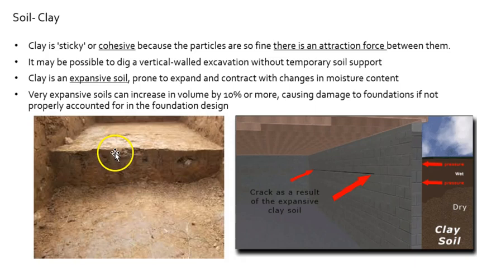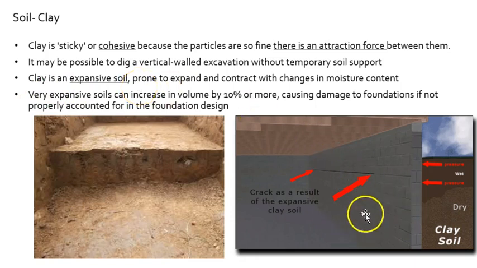So this is obviously a small, just a step footing, on a small scale, but we can cut sheer horizontal walls in clay without having it collapse. That's what that means. The image on the left describes that. Clay is an expansive soil.